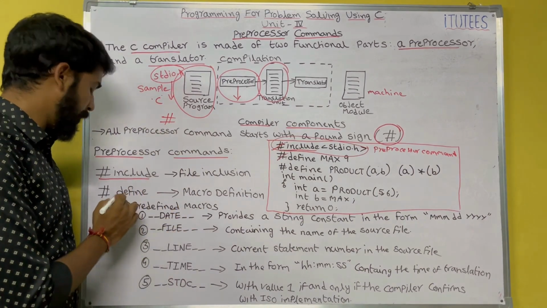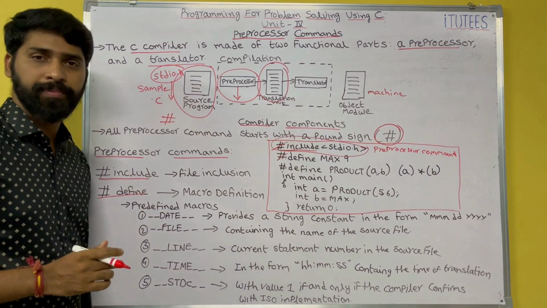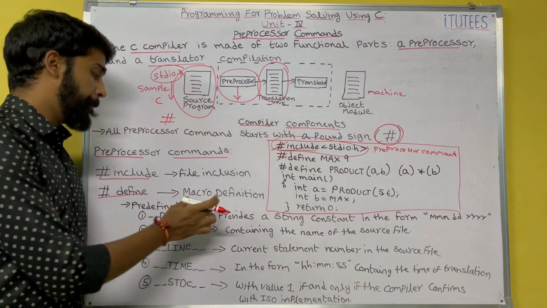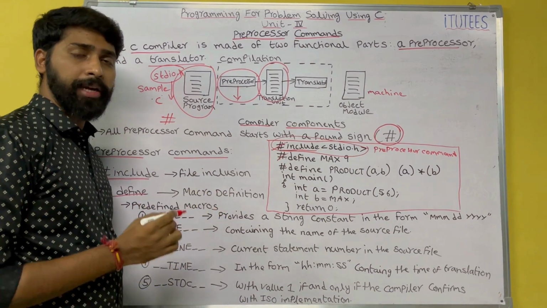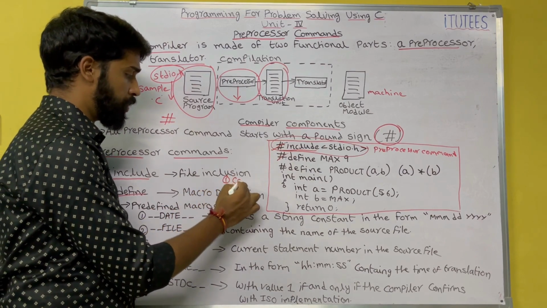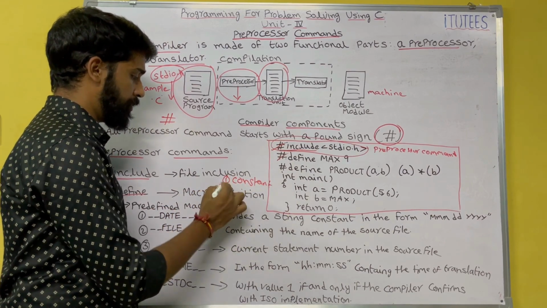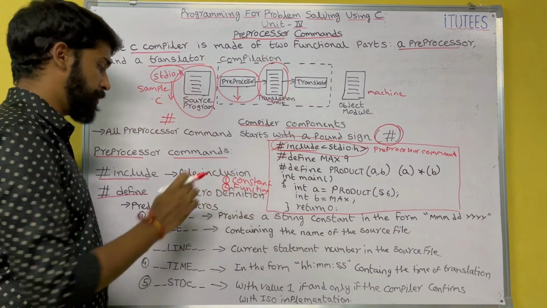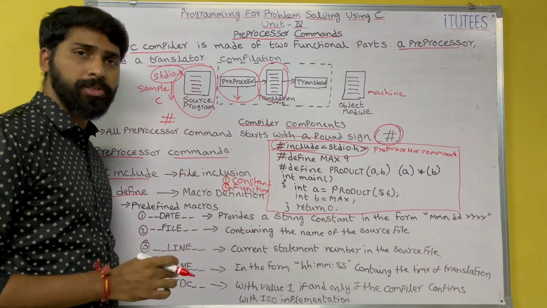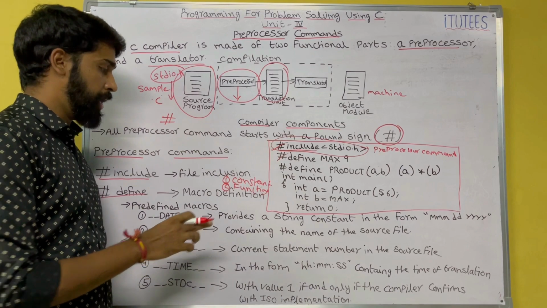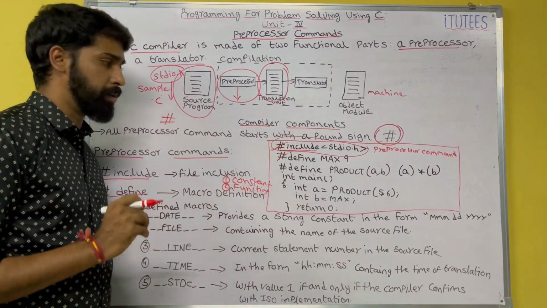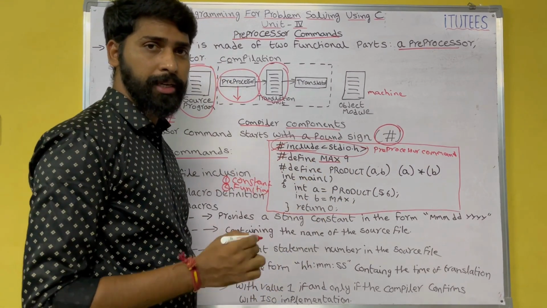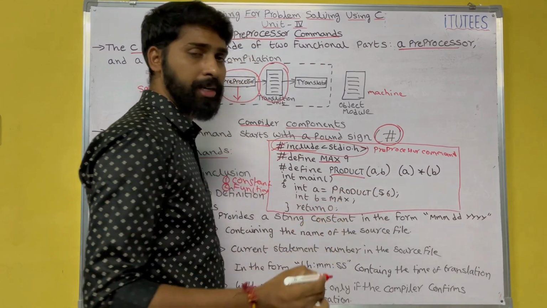Next preprocessor command is hash define. The hash define preprocessor command we use for macro definition. These macros we can define in two ways: one is for constants and the second one is for functions. We will discuss these two: how to define a constant with the help of a macro and how we can define a function with the help of a macro. In this program we define one macro, max, as a constant, and product as a function.